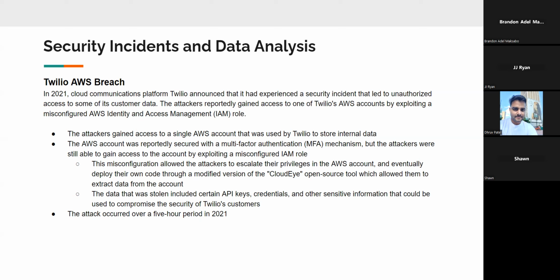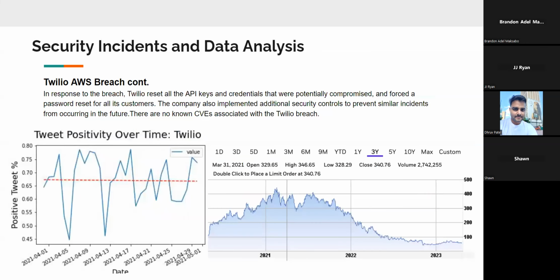the account by exploiting a misconfigured IAM role. This misconfiguration allowed the attackers to escalate the privilege in the AWS account and eventually deploy their own code through a modified version of Cloud Eye, an open source tool which allowed them to extract data from the account. The data was stolen, including certain API keys, credentials, and other sensitive information that could be used to compromise the security of Twilio's customers. The attack occurred over a 5-hour period in 2021.